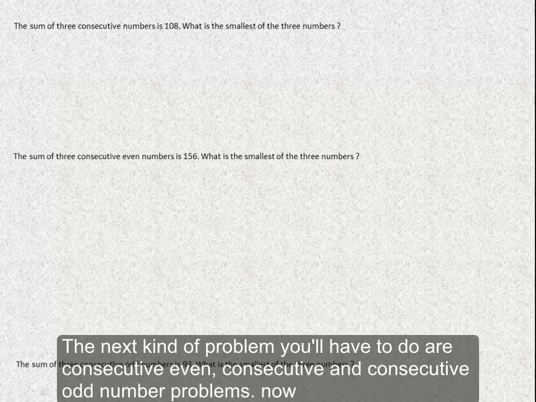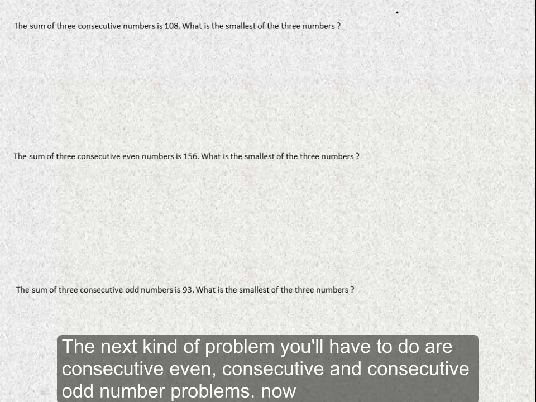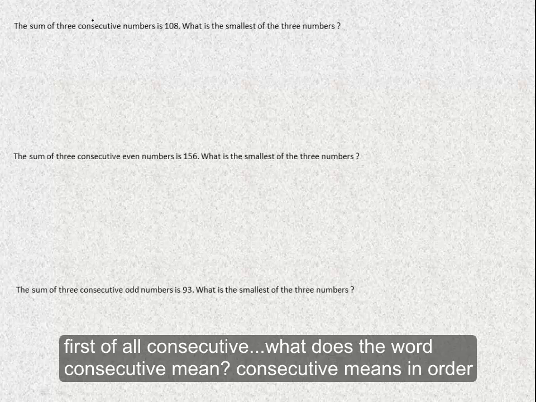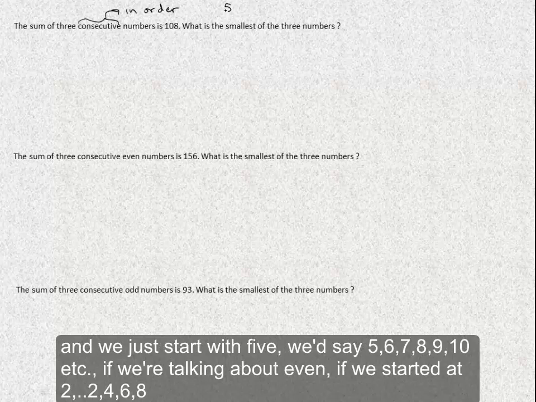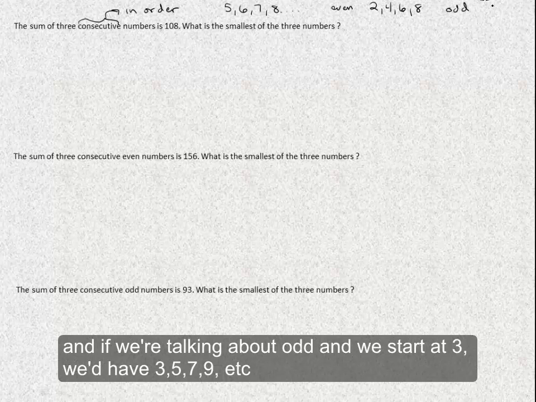The next kind of problem you'll have to do are consecutive, consecutive even, and consecutive odd number problems. Now, first of all, consecutive. What does the word consecutive mean? Consecutive means in order. Okay, so if we're talking about consecutive numbers and we just start with 5, we'd say 5, 6, 7, 8, 9, 10, etc. If we're talking about even, if we started at 2, 2, 4, 6, 8, and if we're talking about odd and we start at 3, we'd have 3, 5, 7, 9, etc.